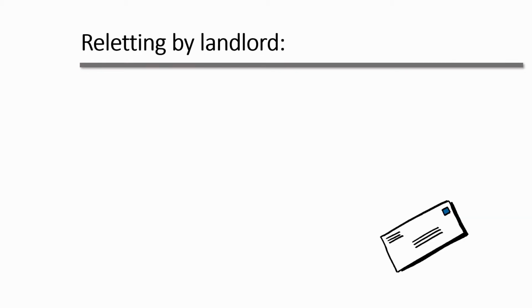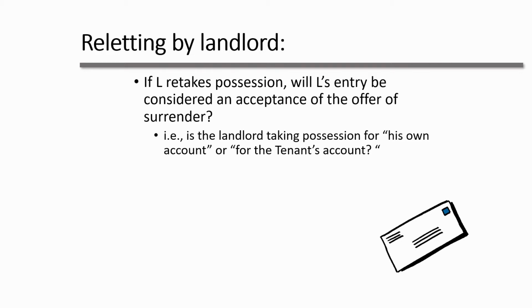Now you can easily see that a potential ambiguity can arise when the landlord retakes possession after the tenant abandons and the landlord puts a new tenant in the property. If the landlord retakes possession, is the landlord's entry going to be considered an acceptance of the tenant's offer of surrender? In other words, is the landlord taking possession for his own account or for the tenant's account? Well, many times it's not very clear which the landlord intends. In fact, the landlord may not have any clear intent on the point.